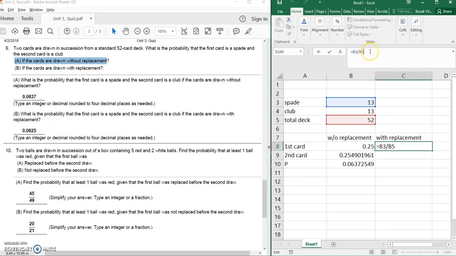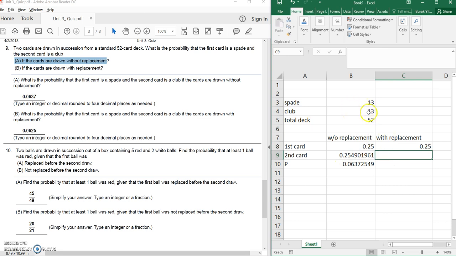Sorry, I put, wait a second. Okay, so again, it's number of spades divided by total deck. So that's 0.25, same thing.